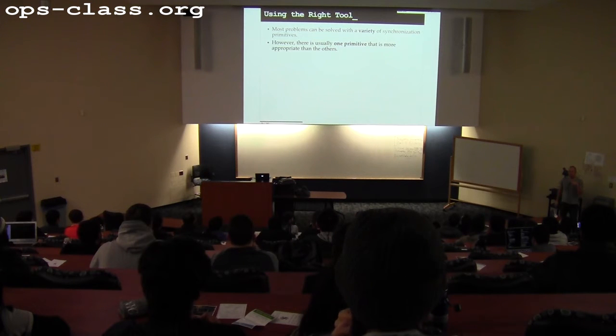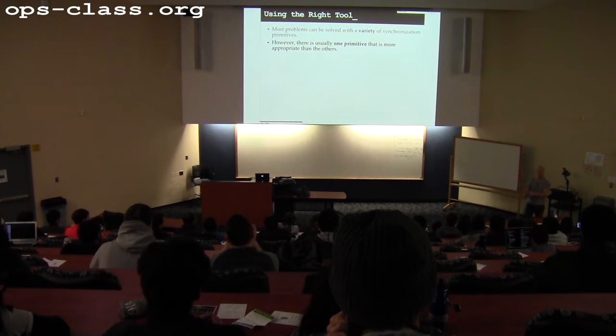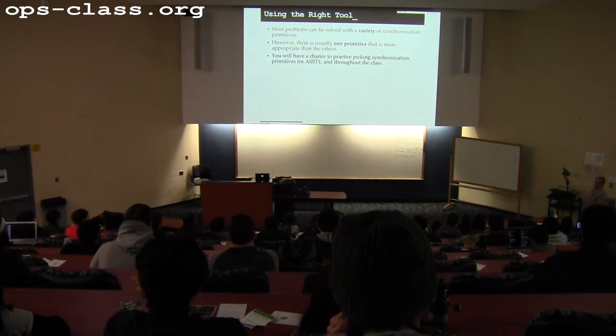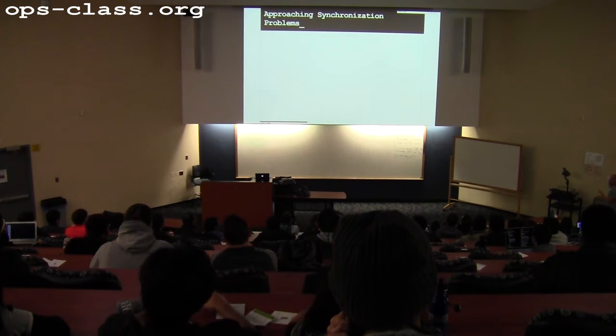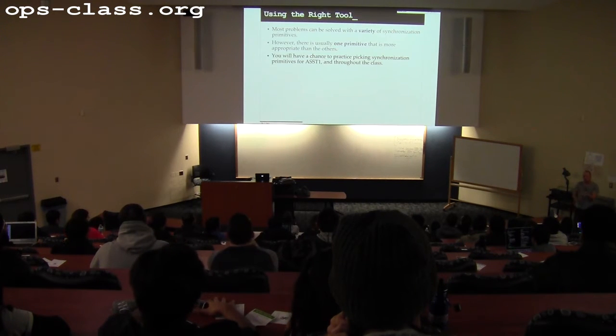And there's usually one primitive that just feels better. In some cases, the primitive won't work at all. There are certain problems that you just cannot solve with the lock because of the semantics of locks, where you can solve it with the CV or with the semaphore. So you're going to do this for assignment 1, obviously. And again, before you start writing a lot of code, my suggestion is to sit down and sketch things out a little bit.